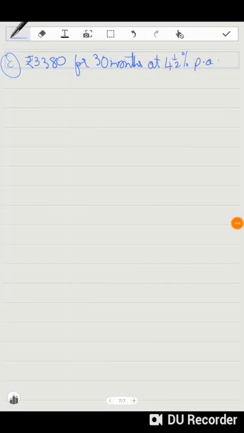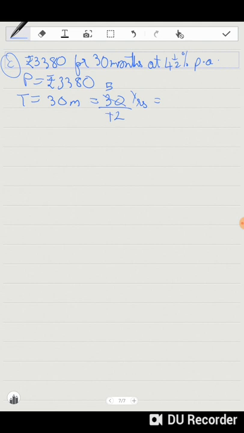So, a couple of things that we learnt in this sum which are new: the principal being rupees 3,380, time was given in months. So we first converted it into years, so I'll divide it by 12. So that is 6 5s and 6 2s. So 30 months is 5 upon 2 years. Rate given is 4 1 upon 2%, which we converted into an improper fraction, and that's 9 upon 2% per annum.